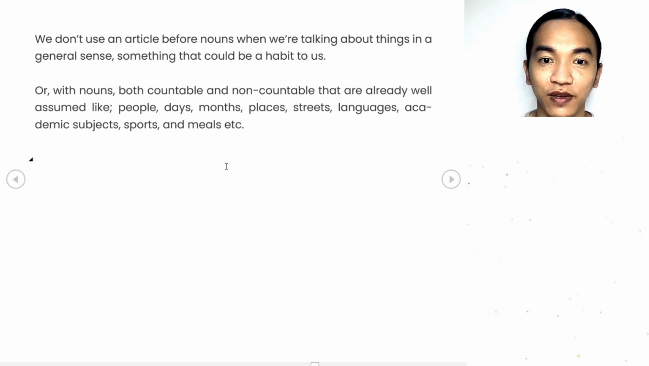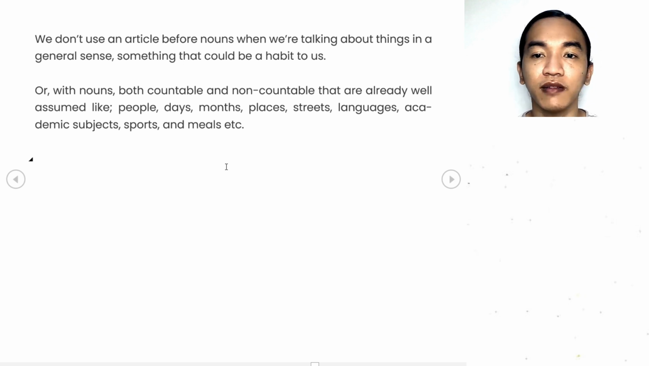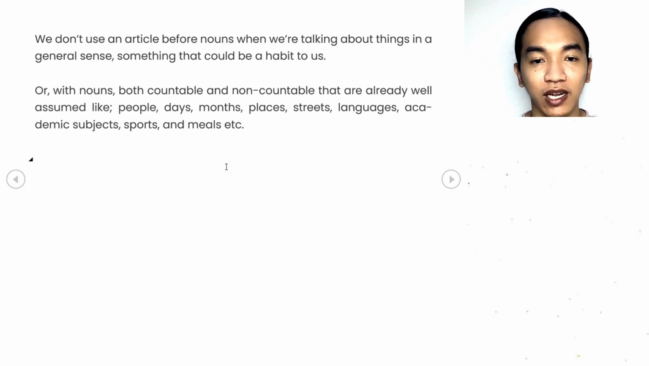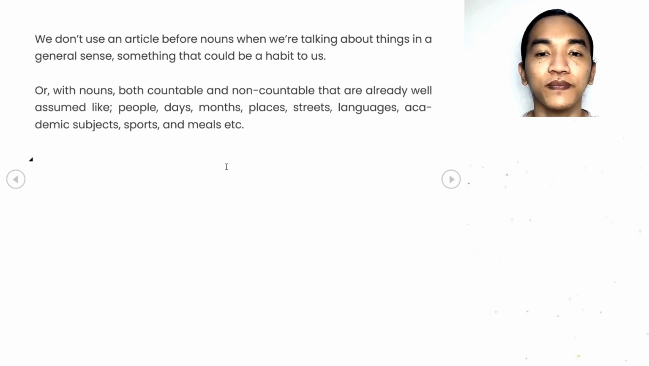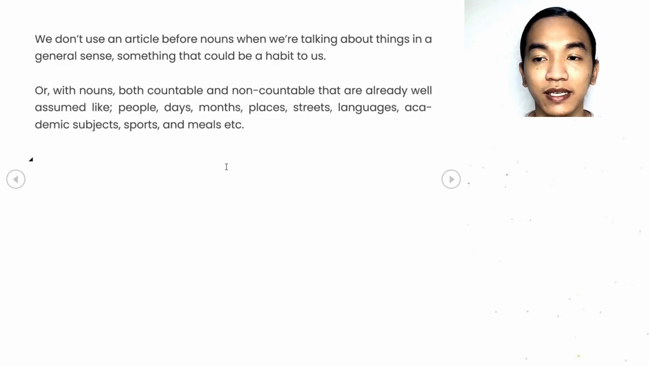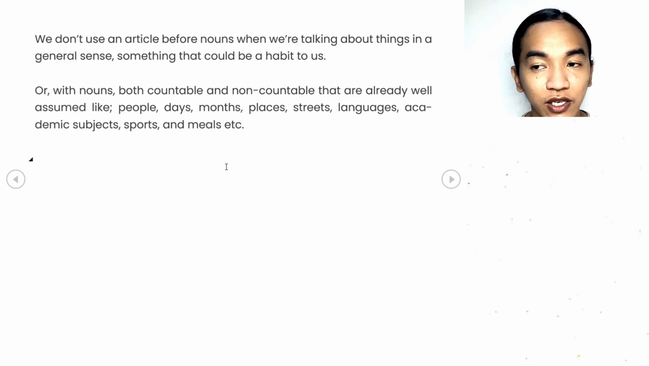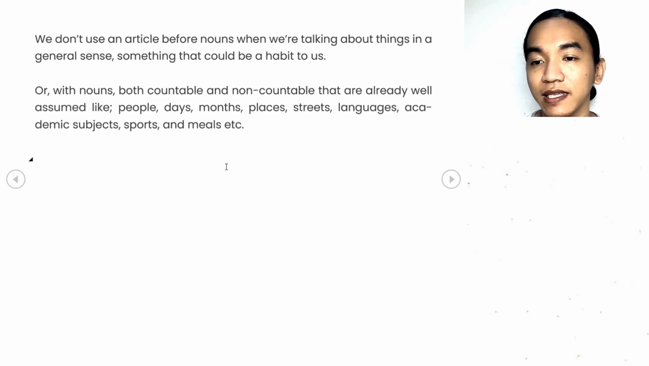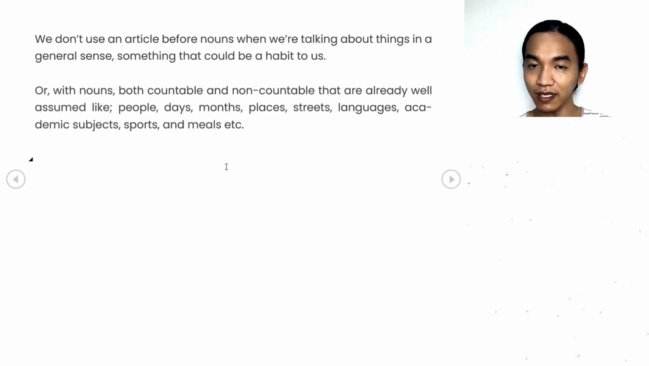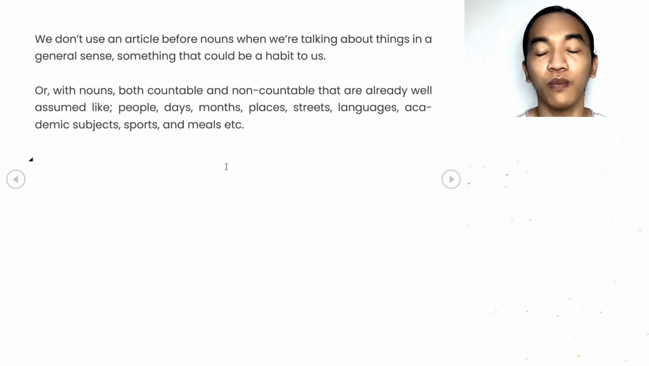Okay. Next one. We don't use an article before nouns when we're talking about things in a general sense. Remember, generalization, something that could be a habit to us. So normally, we just say it generally. Or with nouns, both countable and non-countable nouns that are already well assumed. So just like what we say, when it's clear to us, when we already assumed it very clearly for people, days, months, places, streets, languages, academic subjects, sports and meals, etc., we don't use any articles with them.